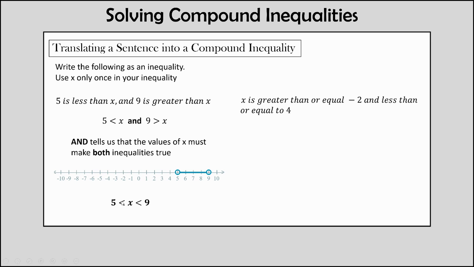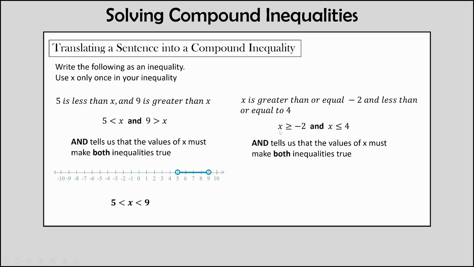Another one here. x is greater than or equal to -2 and less than or equal to 4. So if I just write it directly, it looks like this: x is greater than or equal to -2 and x is less than 4.